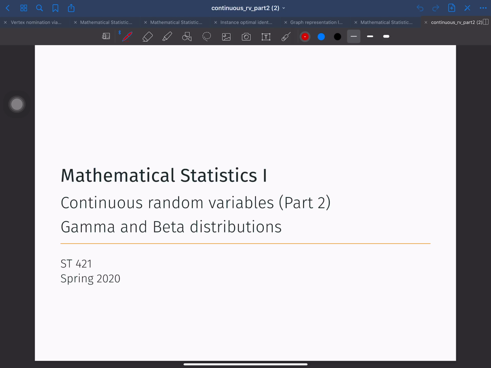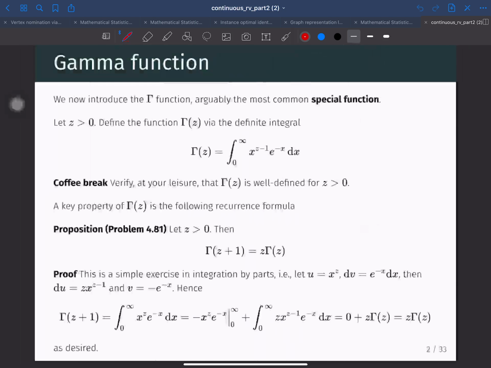Today, we'll continue our discussion of the continuous random variables. In particular, we'll be focusing on the gamma and the beta distributions. So these two distributions are based on what are known as special functions. So let's first discuss the gamma function. The gamma function, using the Greek letter gamma, is arguably the most common special function.